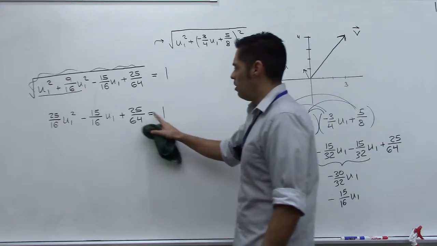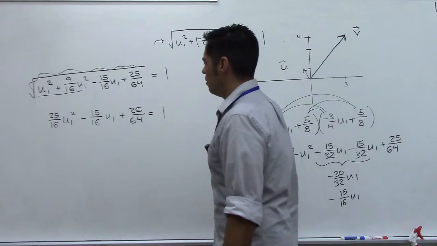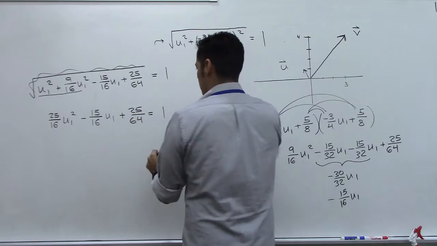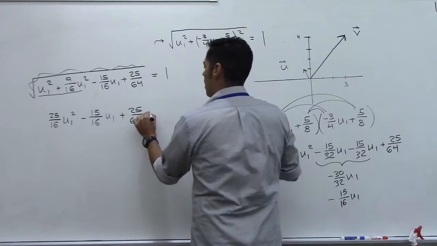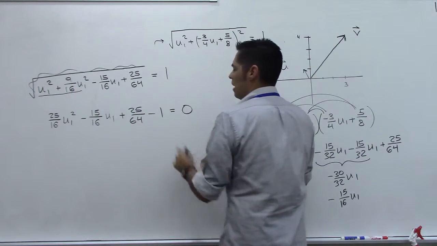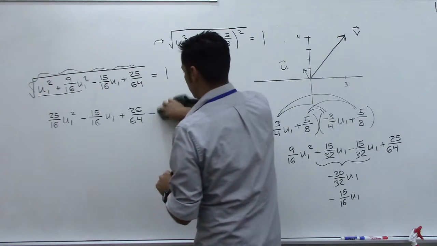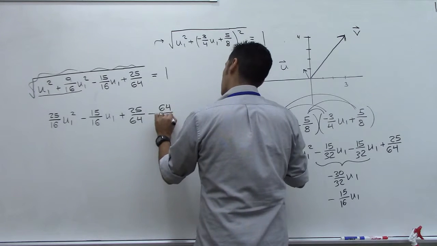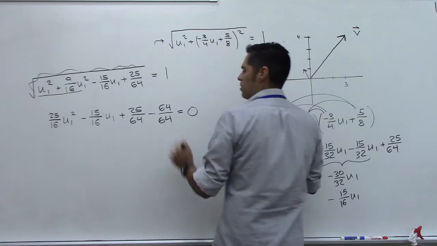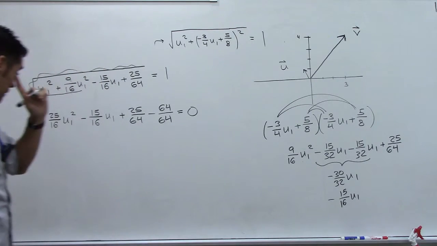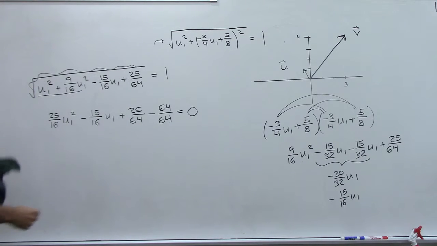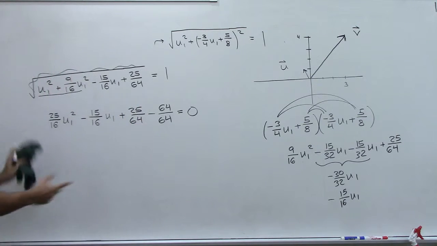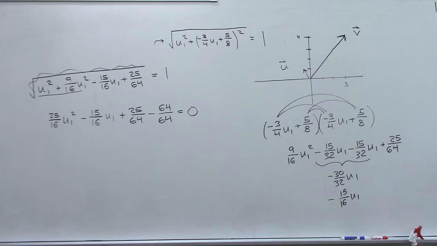I'll subtract 1 from both sides here. If I subtract 1, I'll get minus 1 on the left and 0 on the right. Then I can rewrite 1 as 64 over 64. That way I can put those together. If you take 25 and subtract 64, what do you get there? 40, I can't do my simple math again.